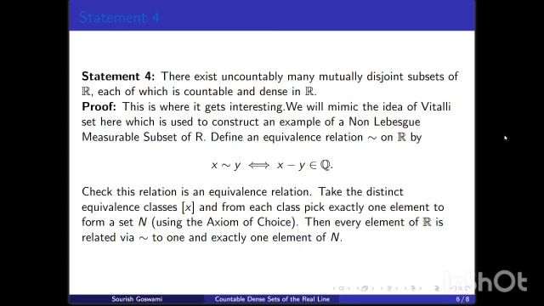By exactly the same reasoning as on the above slide, they are mutually disjoint, countable and dense. Statement 4 is where things get interesting. There exist uncountably many disjoint subsets of R, each of which is countable and dense. The same construction won't work there. We are varying over n, which is a countable set.